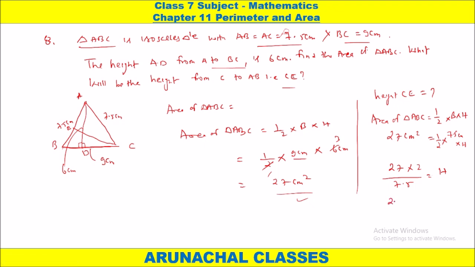So I have to solve 27 multiplied by 2 multiplied by 10 divided by 75. So 5 twos are 10, 5 fives are 25, and 3 fives are 15, 3 nines are 27. Then 9 fours are 36. It will be 36 upon 5. So 36 upon 5 will be 7.2 centimeter. So that will be the altitude or height CE. So in this way we have solved this exercise also.